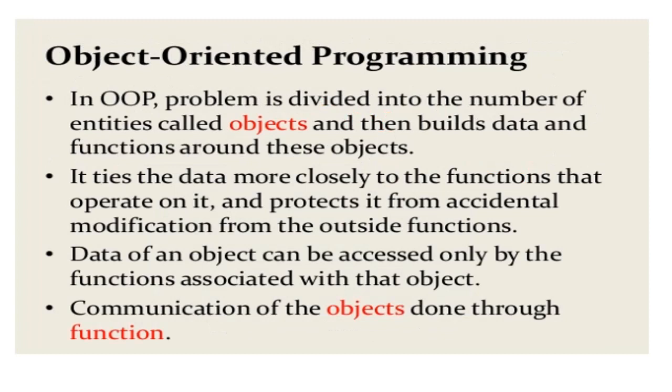In object-oriented programming, the problem is divided into a number of entities called objects, and then data and functions are built around these objects. So it ties the data more closely to the functions that operate on it and protects it from accidental modification from outside functions. Data of an object can be accessed only by the functions associated with that object. Also, communication between objects is done through functions only.